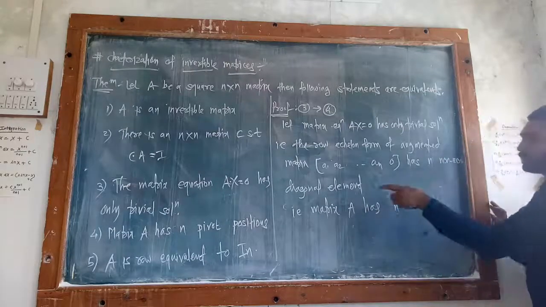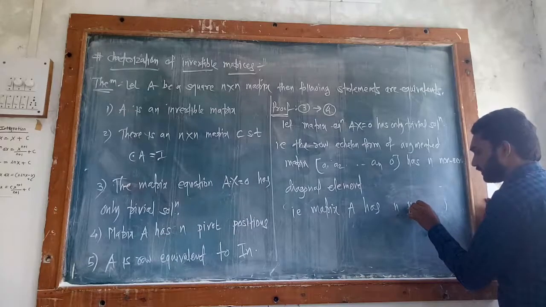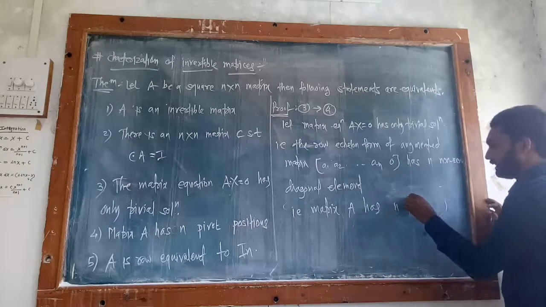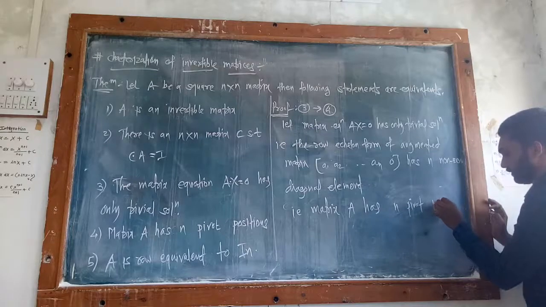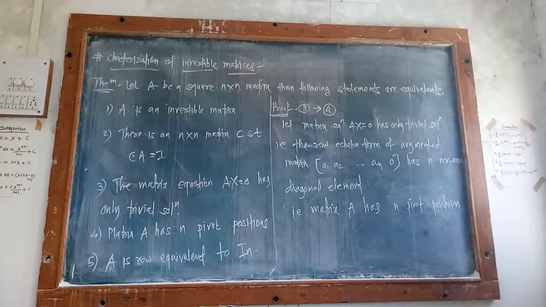And this n non-zero diagonal elements means the matrix A has n pivot positions. Okay, so third implies fourth is true. So what is the next one?